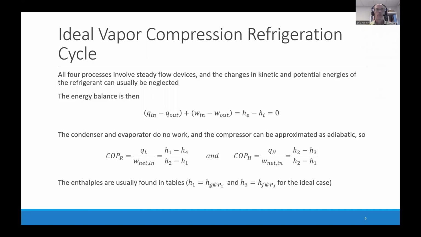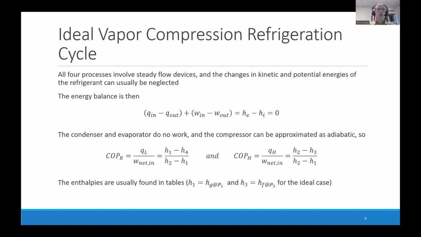Now for the analysis. All 4 processes happen under steady flow conditions, and there's no significant change in kinetic or potential energies. The first law of thermodynamics for this entire cycle then becomes Q in minus Q out plus W in minus W out equals H e minus H i, which should be 0 because it's a closed cyclic process. And with Q in equals QH equals H2 minus H3 in the condenser, Q out equals QL equals H1 minus H4 in the evaporator, and W net in equals H2 minus H1 in the compressor.